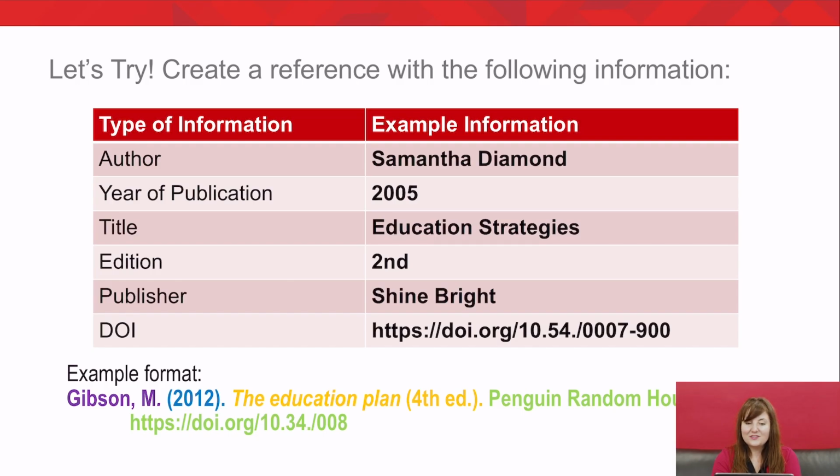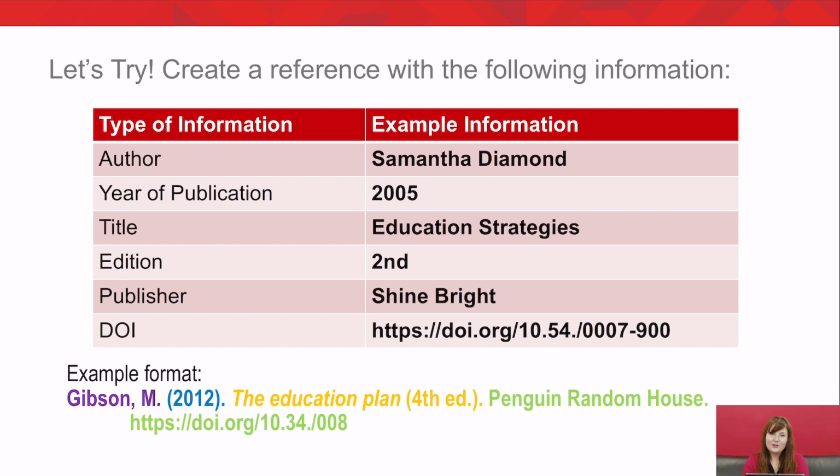So let's try this. While you're watching this video, take a moment, look at the information inside the table in black, and try and create your very own book reference entry. You can see an example of the format shown below in color-coded fashion, and just take a second to try and put the information inside the table to make it look like the information provided in the example format below. Then you can unpause your video and see the answer.